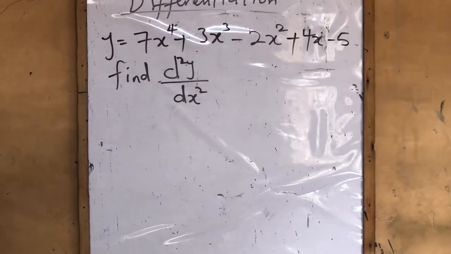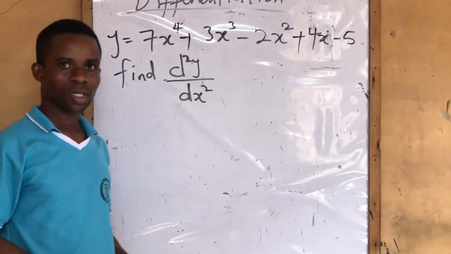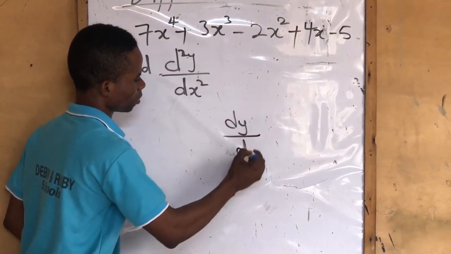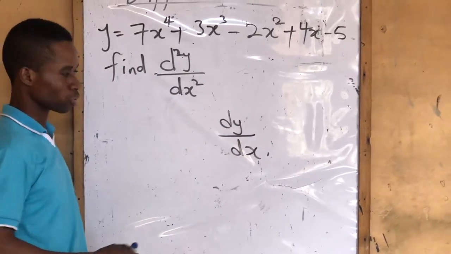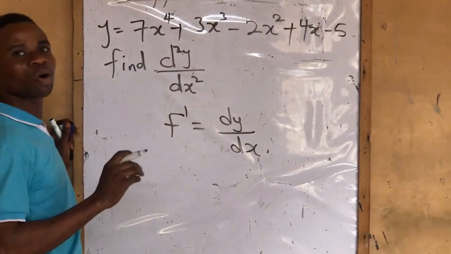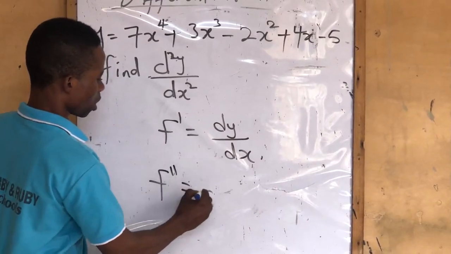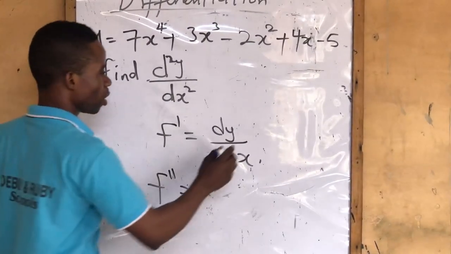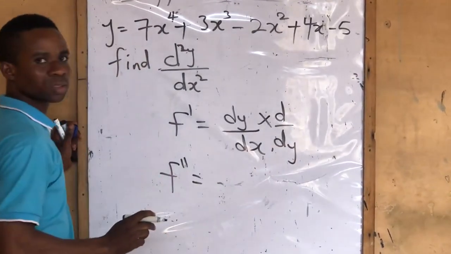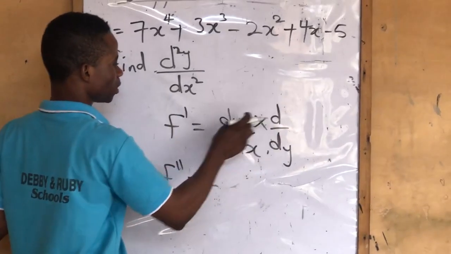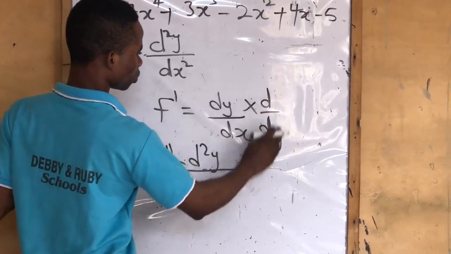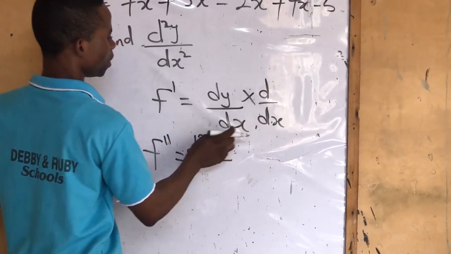Now, what is the meaning of that? Let me tell you this. When you see dy/dx, that is the first derivative. That is f1. But the second derivative is f2. And what will you do to get the second derivative? You just multiply by d over dx. So when you multiply d times d, that is d squared y all over dx squared.